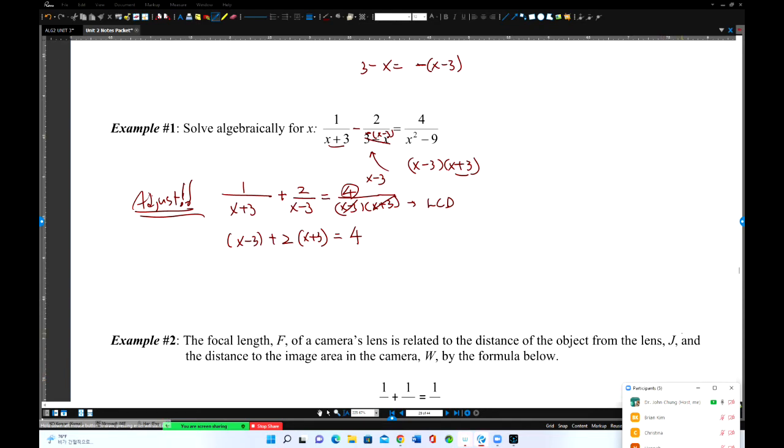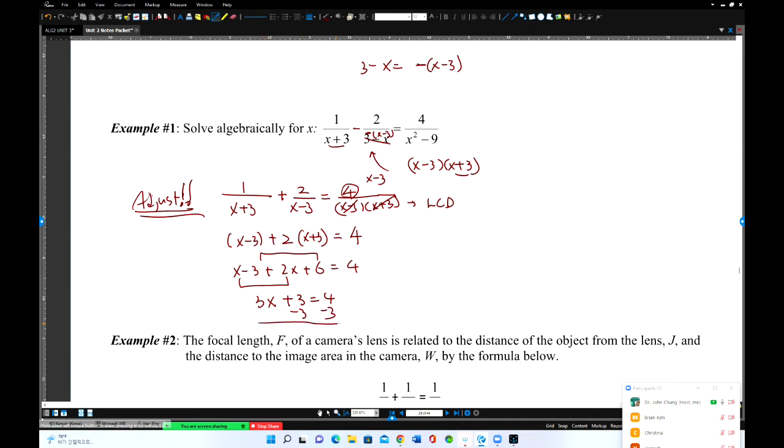Okay, I'm sorry. So over here, x minus 3 plus 2 times x plus 6 equals 4, right? These two are like terms. x plus 2x is what? 3x. And the plus 3, this is another like term. 3x plus 3 equals 4. Subtract 3 from both sides.